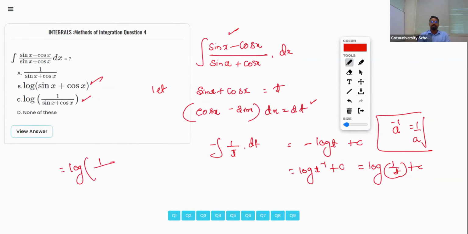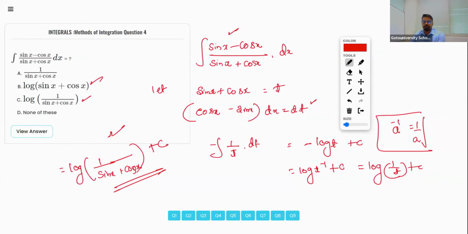What we assumed is t as what? Sin x plus cos x. See, beautifully, this is equal to our option C, right? Which is logarithm of 1 by sin x plus cos x, right? Isn't it interesting? Obviously, it has to be interesting only if you are following all the steps correctly, learning all the concepts in the right order in which our syllabus is designed, right?